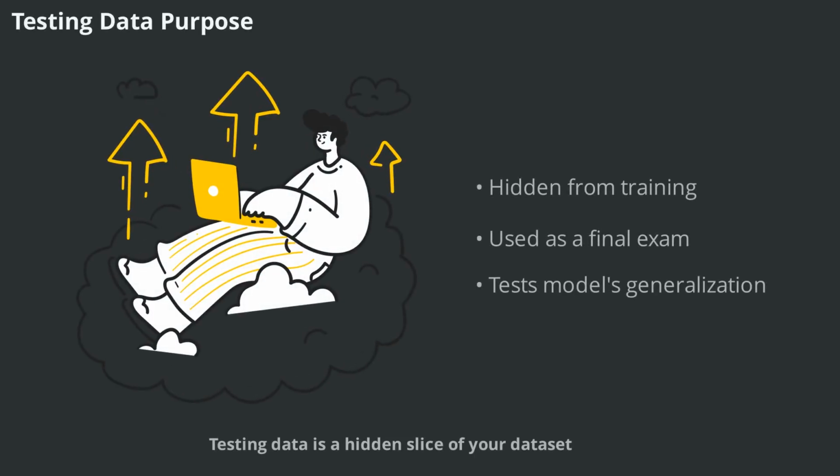Testing data is a hidden slice of your dataset, usually making up 10 to 20%. The AI never sees this data during training. Once the model has finished learning, you use the testing data as a final exam to see how well it performs on completely new, unseen information. This step is crucial for evaluating whether your model can generalize its knowledge, rather than just memorizing the training data.